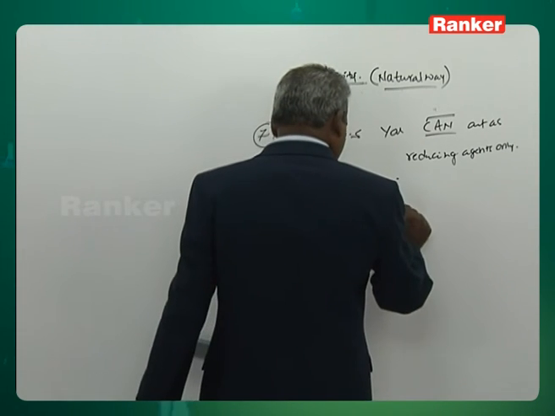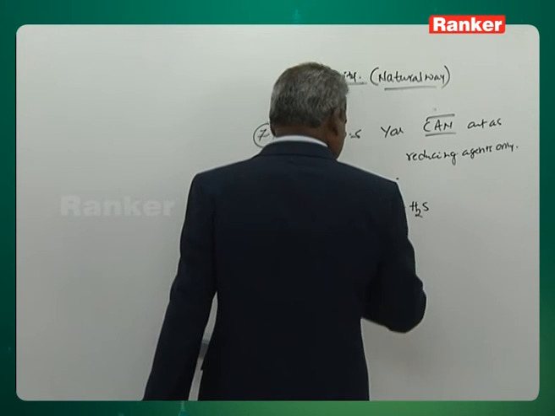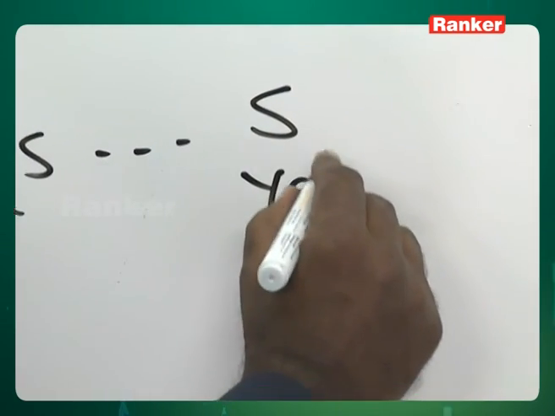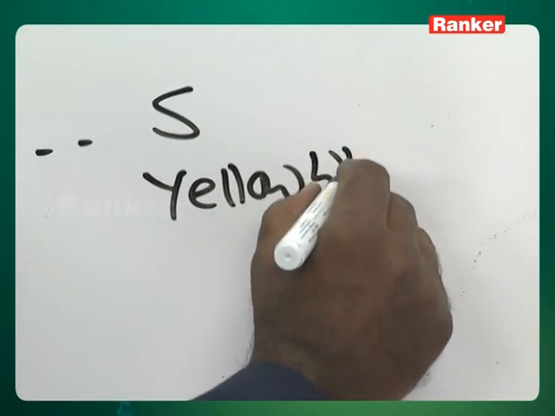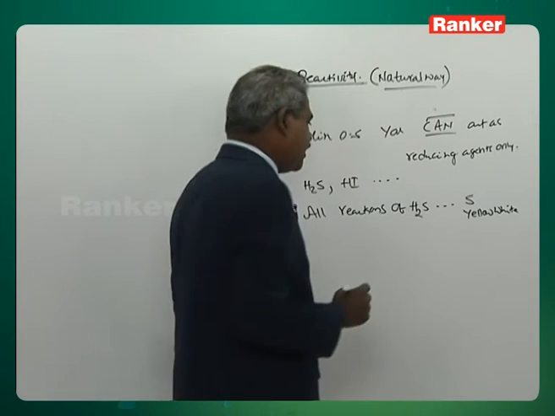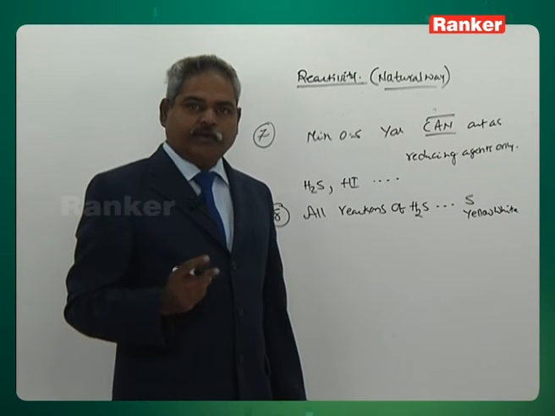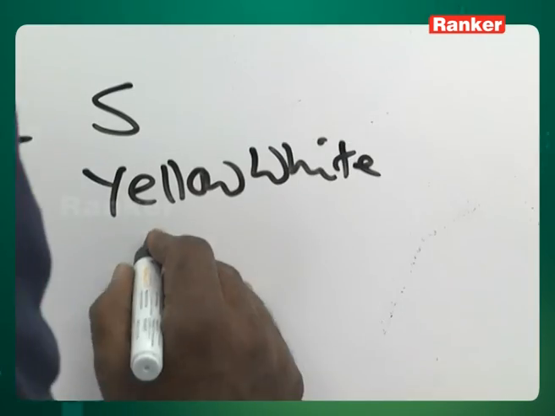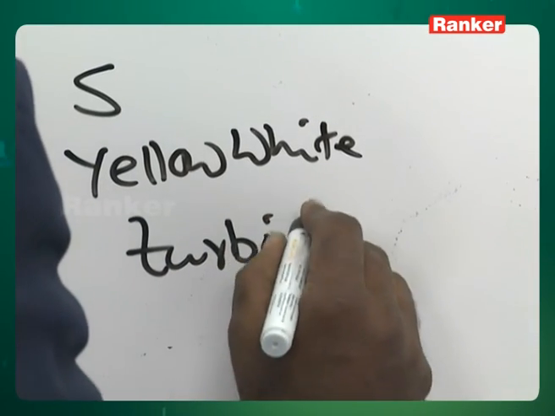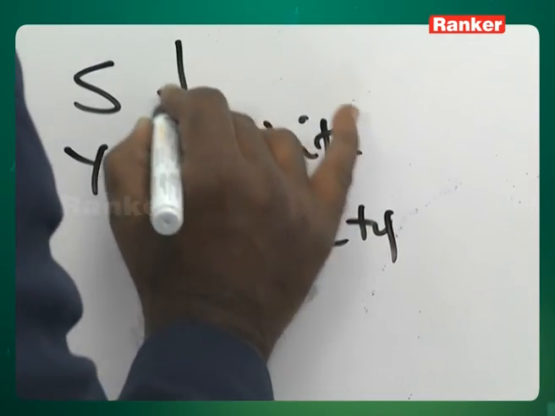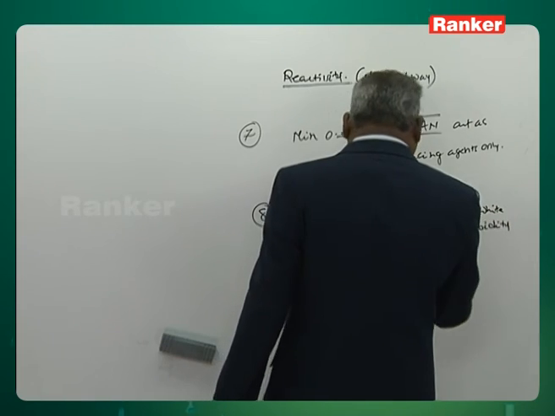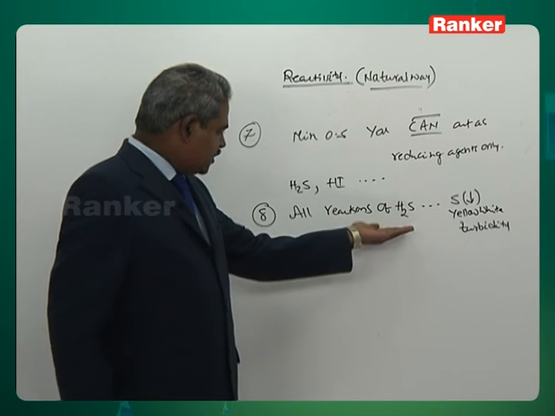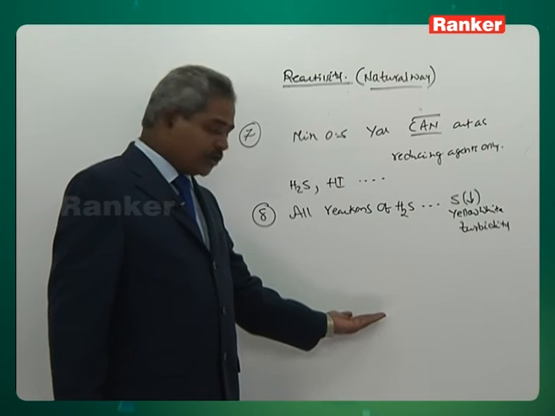All reactions of H2S, you get a yellow-white precipitate, yellow-white. Sometimes with less intensity it appears white also. When you have a huge precipitate, it is yellow-white. Turbidity, you can say, is a precipitate, yellow-white turbidity. You justify this, H2S minimum. So, H2S is in its minimum oxidation state, H2S -2.